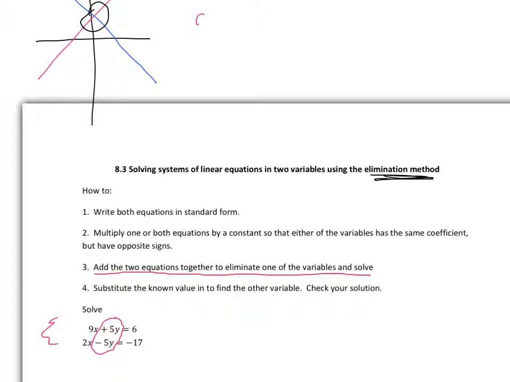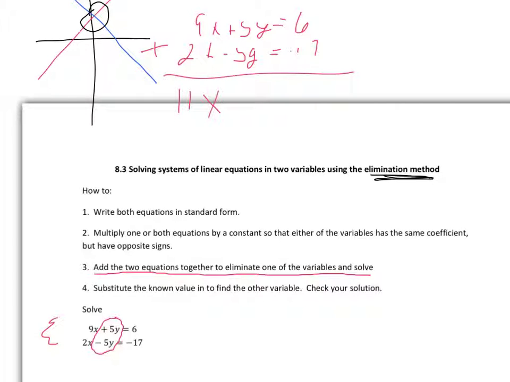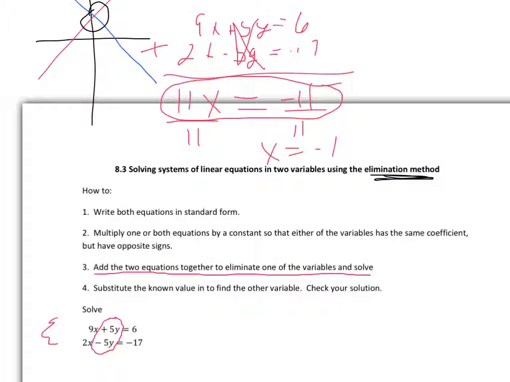So here, let's look. If we have 9x plus 5y equals 6, and 2x minus 5y equals negative 17, if we add these two equations together, 9x and 2x is 11x. The 5y's cancel or are eliminated. That's why we call it the method of elimination. 6 minus 17 is negative 11. And notice, we have an equation with one variable. We can solve that. If we divide both sides by 11, we get x equals negative 1.